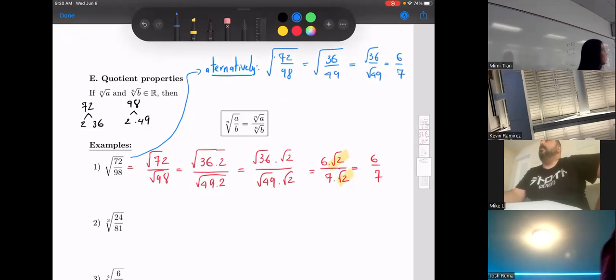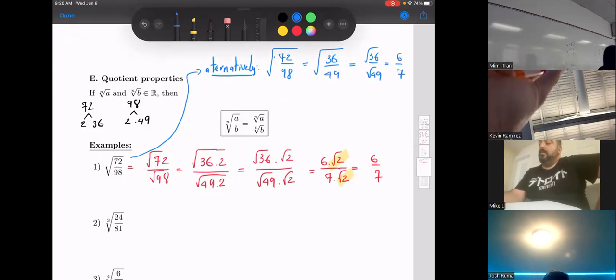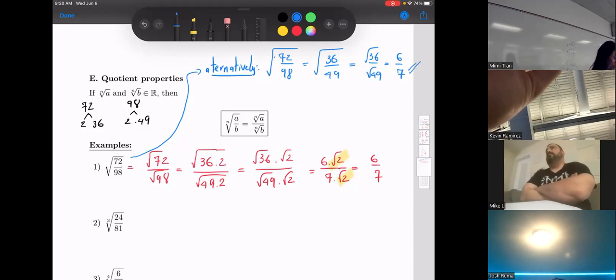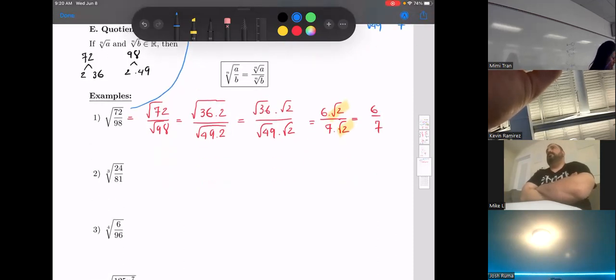Which way do you like better? I don't know about you, I like the blue top part. It's less thinking for me. I don't have to think about 72, break it up into something, and 98, break it into something. Usually I use this one. If you want to use the red method, it's fine.